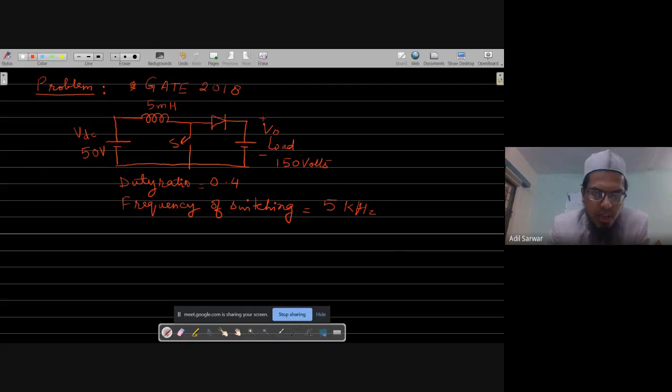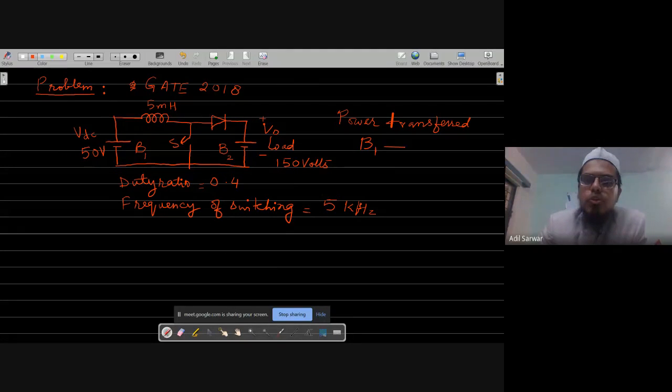Okay, and this is all. These are the information that are given for the problem. And now the question is, this is a DC power source V1, and this is the DC power source or a battery V2. So the question is, what is the power that is transferred from V1 to V2? So the question is to find out the power transferred from V1 to V2.